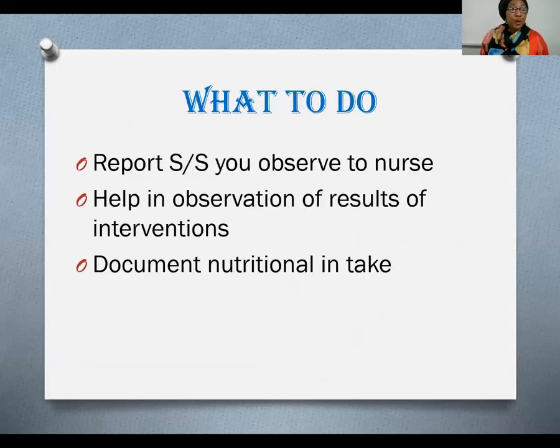So what to do? Report signs and symptoms you observe to the nurse. Help in observation of results of interventions. So like if they had a low blood sugar, you probably give them a cup of orange juice. Maybe you even add in some sugar so that the blood sugar can get up to within normal limits. And then you can report the results.